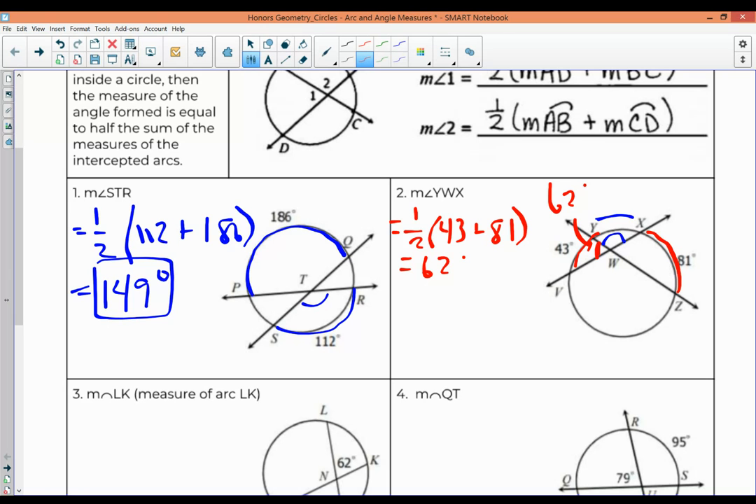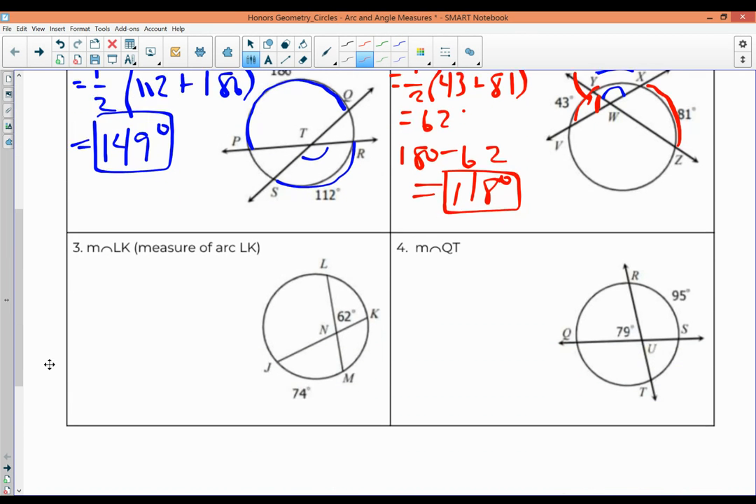But we're looking again for angle YWX. So we have to do 180 minus 62 because they're a linear pair. And that gives me 118 degrees.